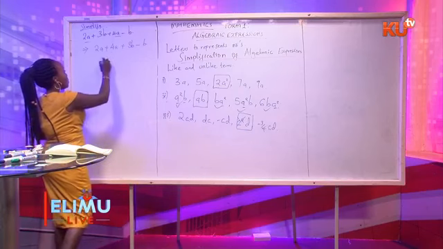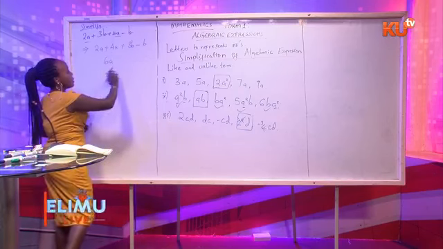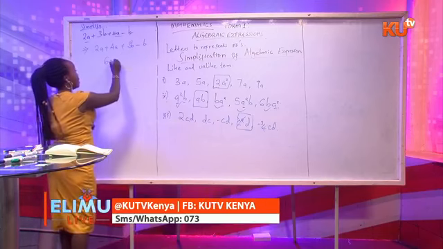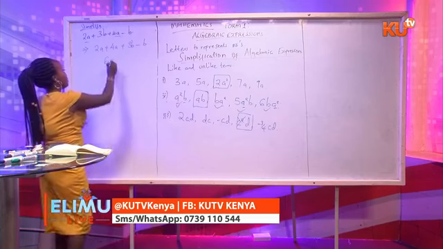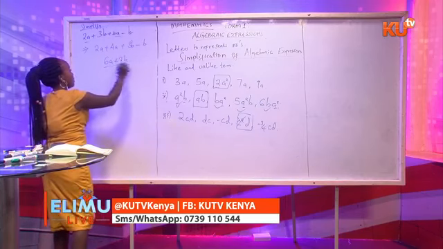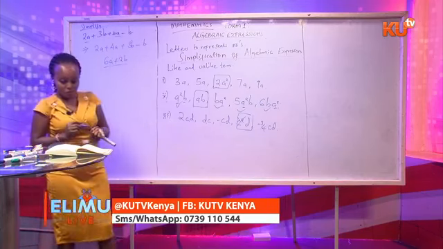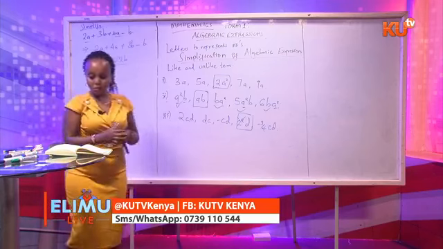So 2A plus 4A is 6A. Then 3b minus b, this is just the same as 3 minus 1, whereby we get 2. So this will be plus 2b. So that is our answer in the first example. Let us look at another example.